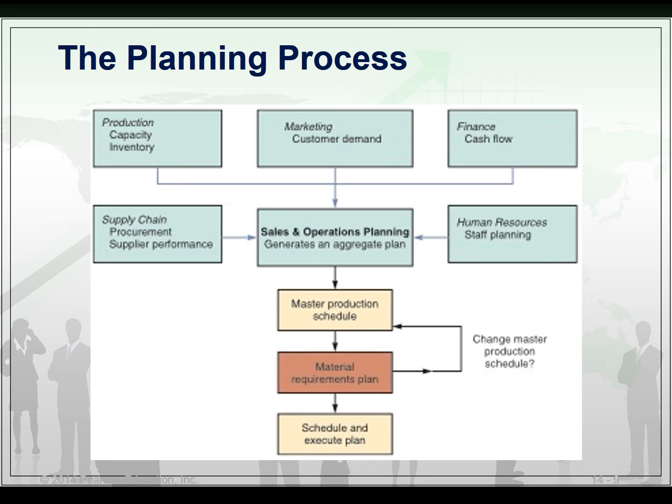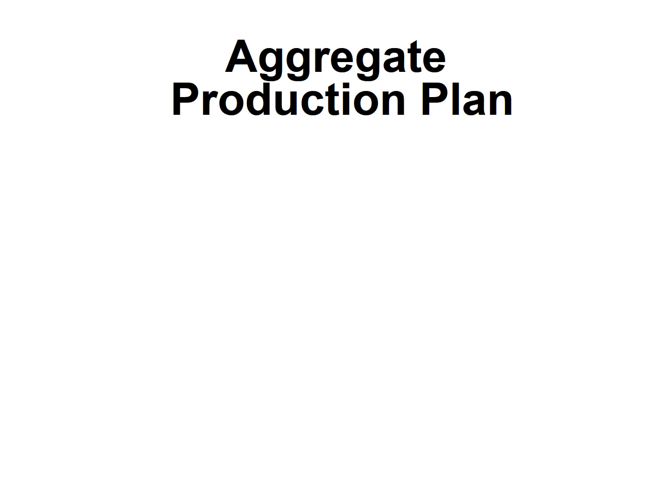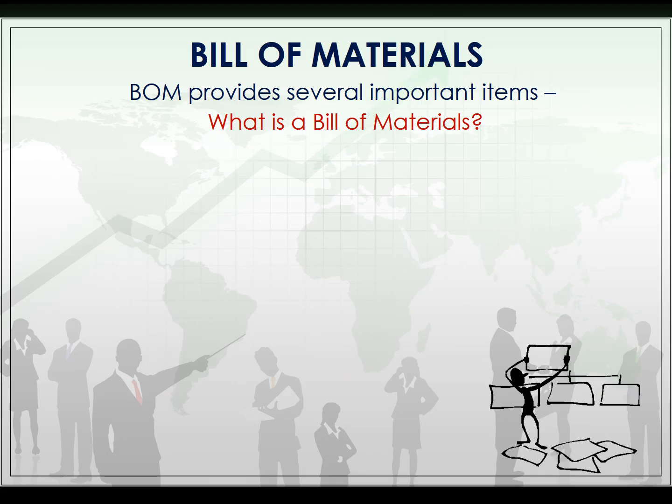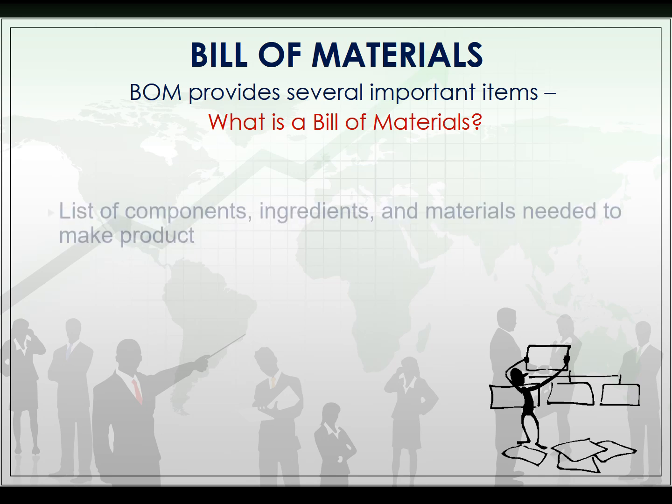So as you can see, this is an intricate part of the planning process. The aggregate production plan pretty much tells you what has to be built. For instance, here we see how much has to be built in January, how much has to be built in February. It also specifies what kind, like 240 watt amp, 150 watt amp, 75 watt amp, how many each week to be produced. The bill of materials provides several important items.